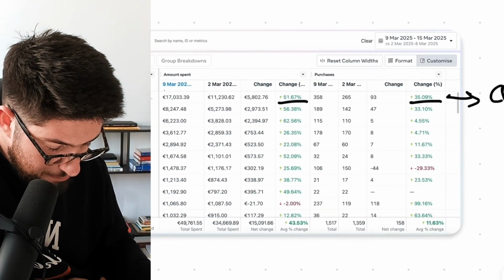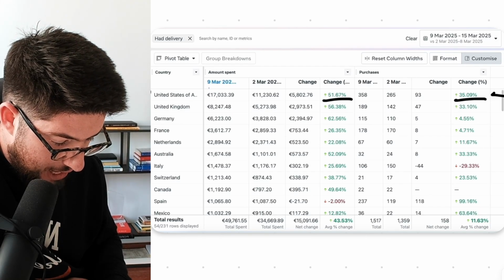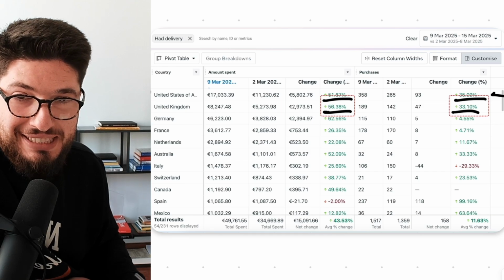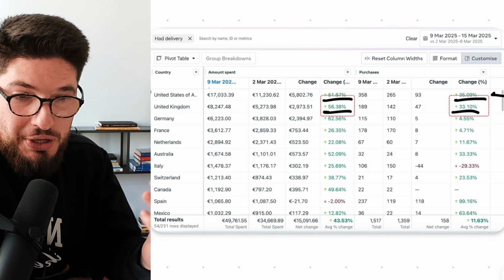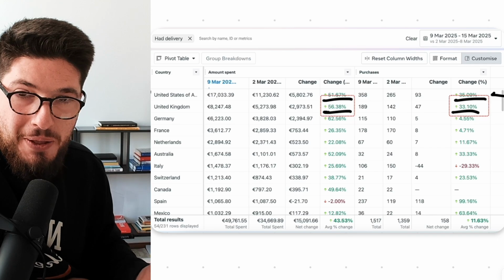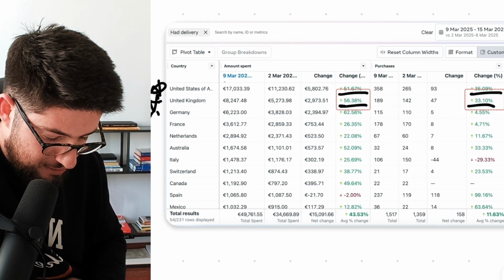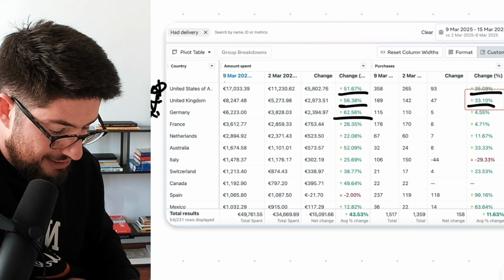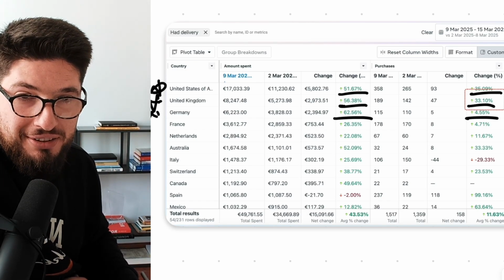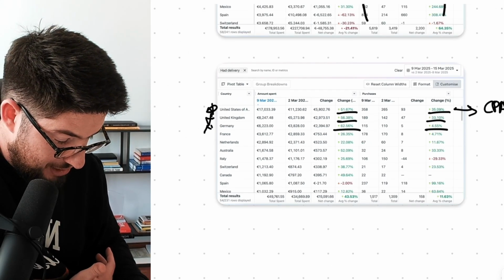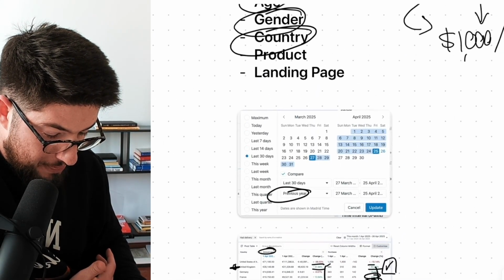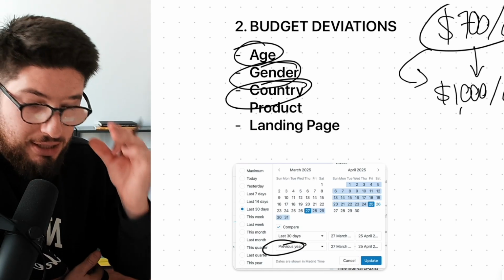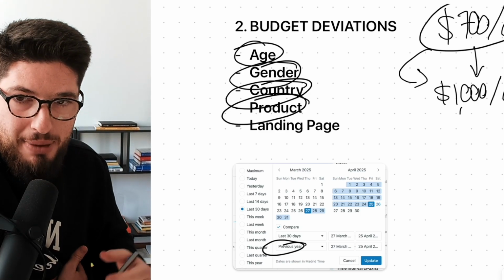But then it's the same in the United Kingdom: budget up 56% and only an increase in purchases of 33%. So it's the same problem. My increase in budget becomes an increase in CPA, okay? And Germany is even worse. If you look at Germany, the budget increased by 62%, but my purchases only increased by 4.55%. It's a problem. So I'm not being efficient here. Then you would need to find exactly why. The reason in this case would not be the country, but one of the other breakdowns. Then product. Am I spending money on the wrong product?